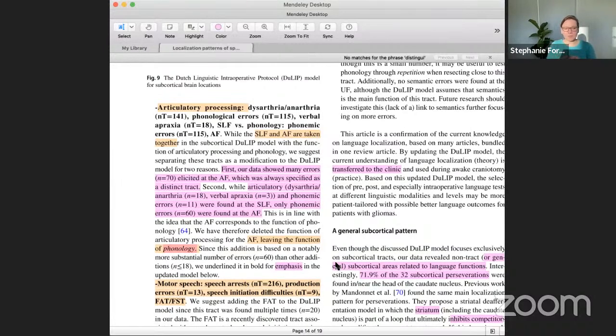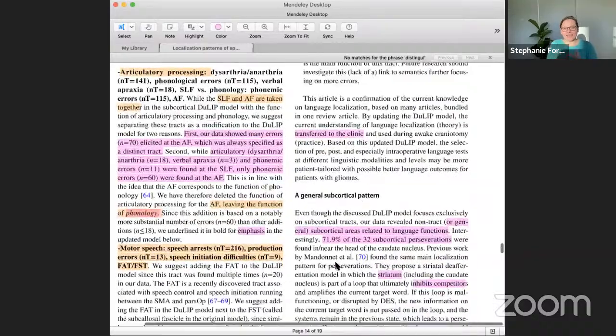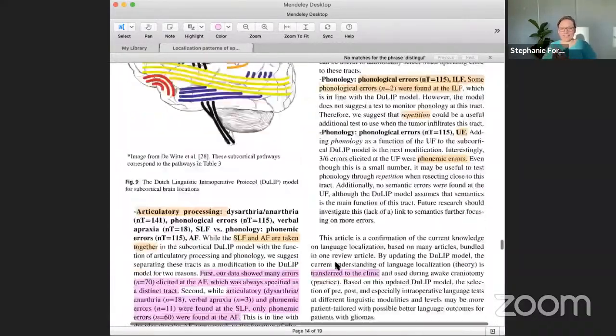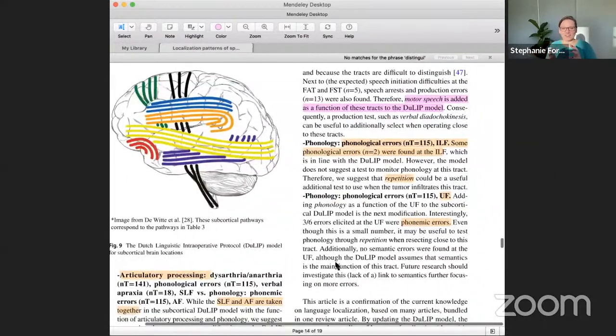Personally, I'm still puzzled by two things. Number one is the uncinate. It came up as phonological here, if I don't mistake that. Half the literature says it's semantic, half the literature says it's either not involved or does something else. So this in itself still puzzles me. And then that picture is perfect right now, the IFOF.